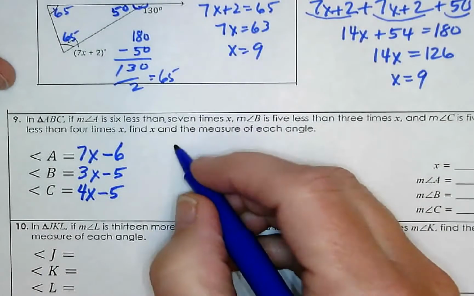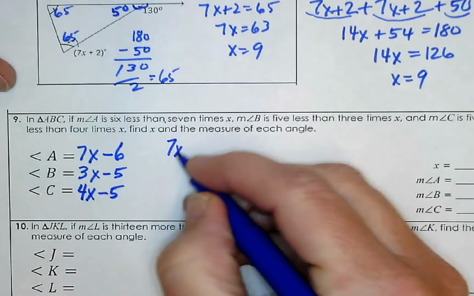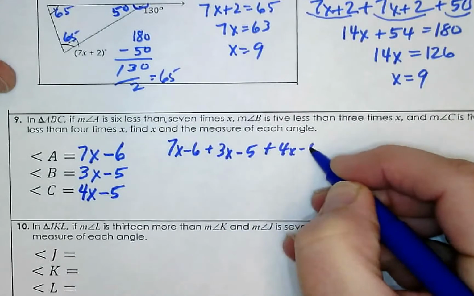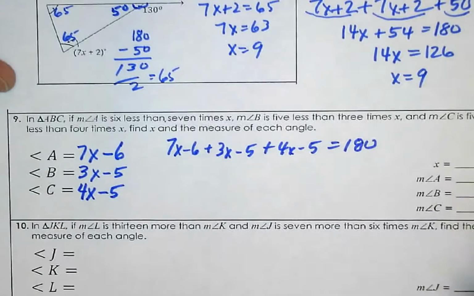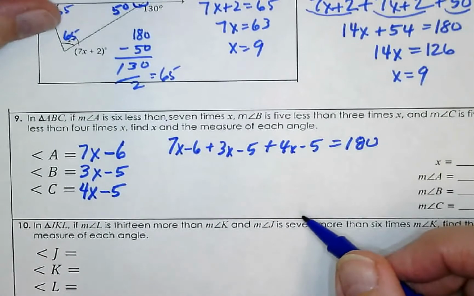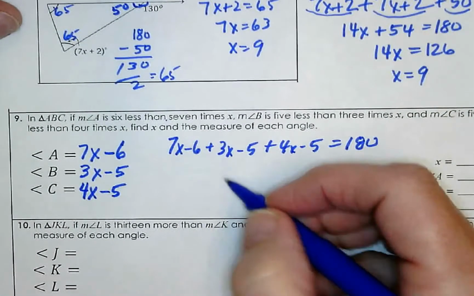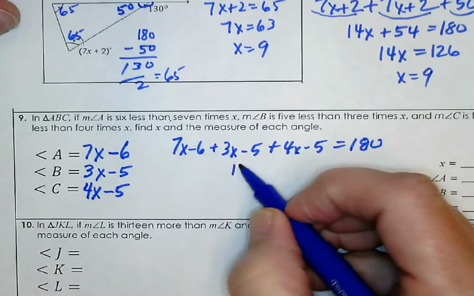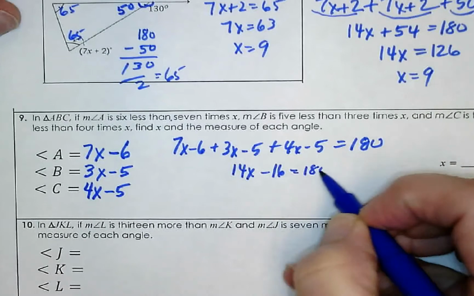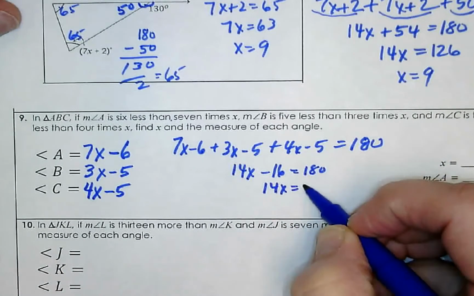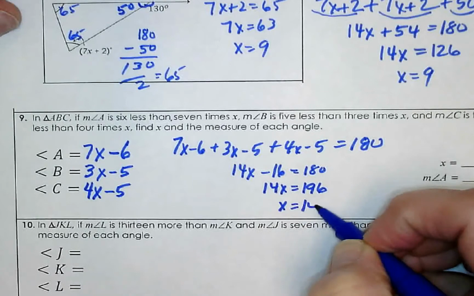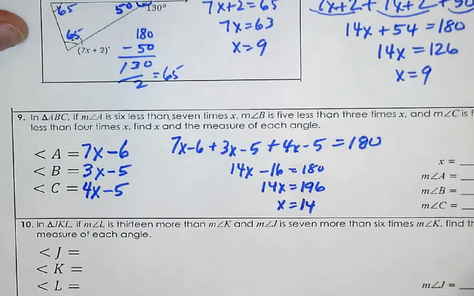All right, welcome back. We're going to add these three angles together. And that's going to total 180. Okay, when I work all that out, I get x equals 14. Well, here, we'll just put them in here. So 14x minus 16 equals 180. So I get a value of x equals 14.